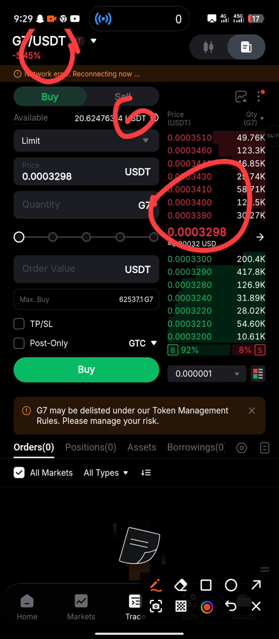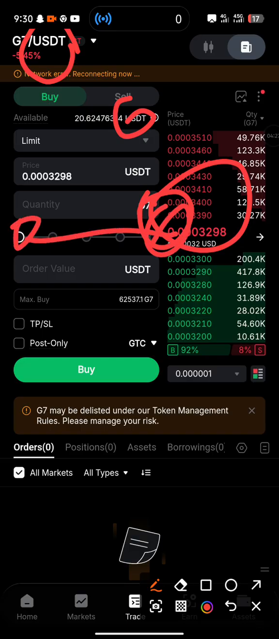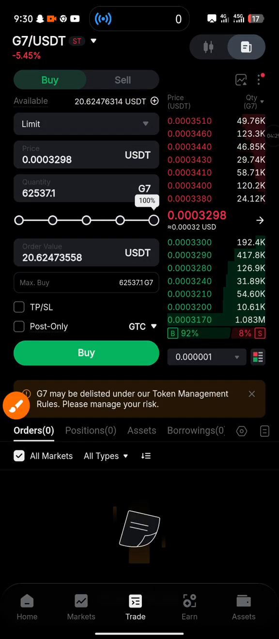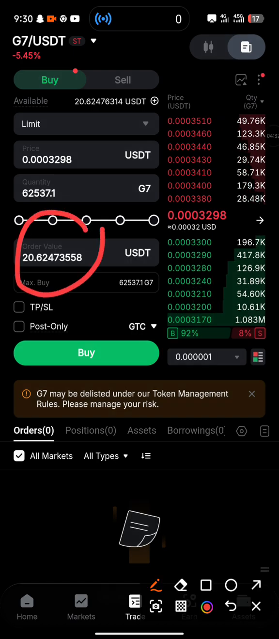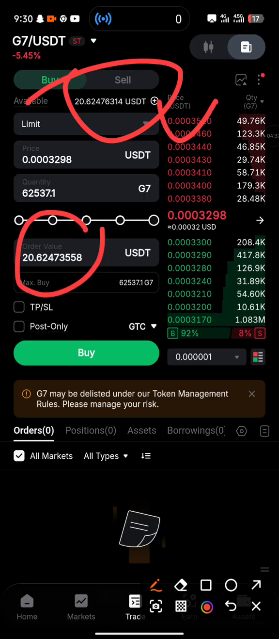Okay, so if you want to use the whole fund in your wallet to buy, you can just drag this from here to here. For example, you can see I've dragged everything, which is why you're seeing this is equal to this. Okay, this is what I have and this is what I want to buy with. I'm using the whole wallet balance for this.